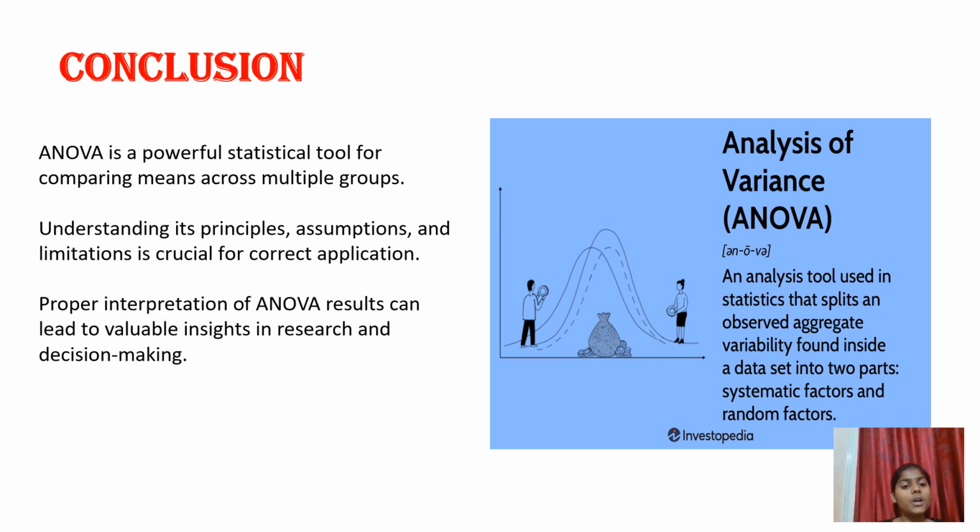Conclusion. ANOVA is a powerful statistical tool for comparing means across multiple groups. Understanding its principles, assumptions, and limitations is crucial for correct application. Proper interpretation of ANOVA results can lead to valuable insights in research and decision making.